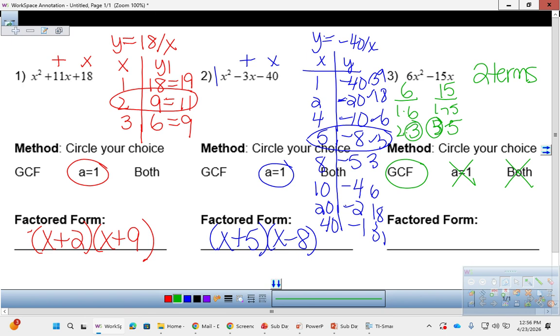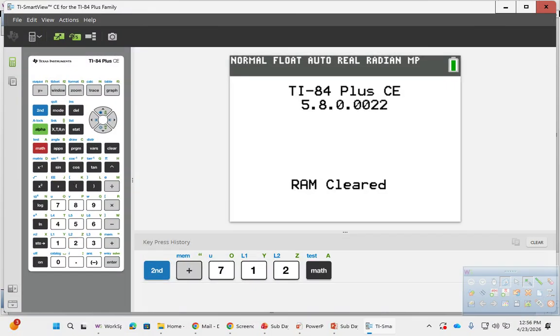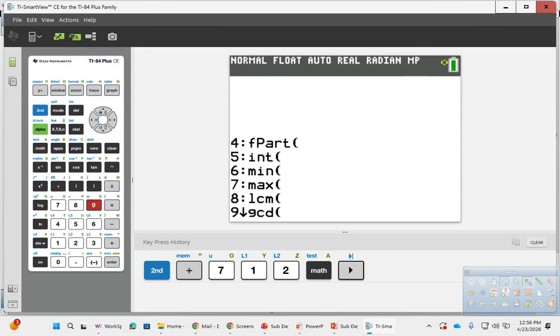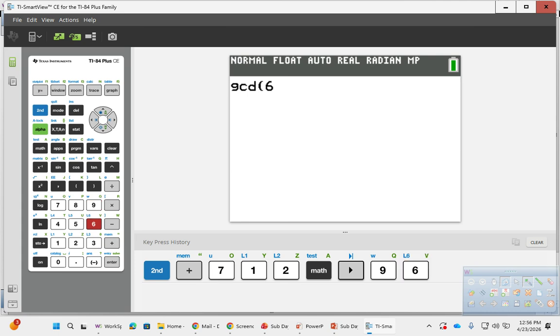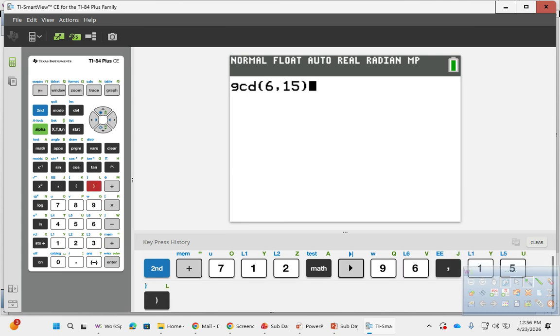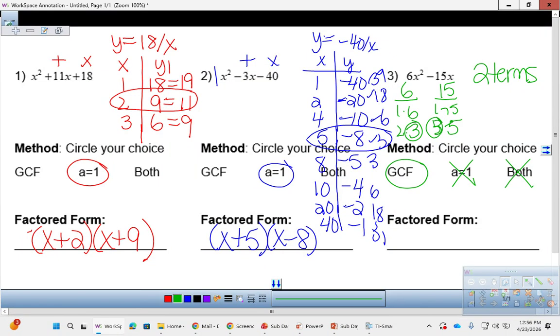Another way to do it in the calculator is you can math arrow to the right 9, and you can do a 6 comma 15. The key is here that you can't include the negative. If you're using the calculator for this, you just have to use both positive numbers. So I get that the GCF is 3.